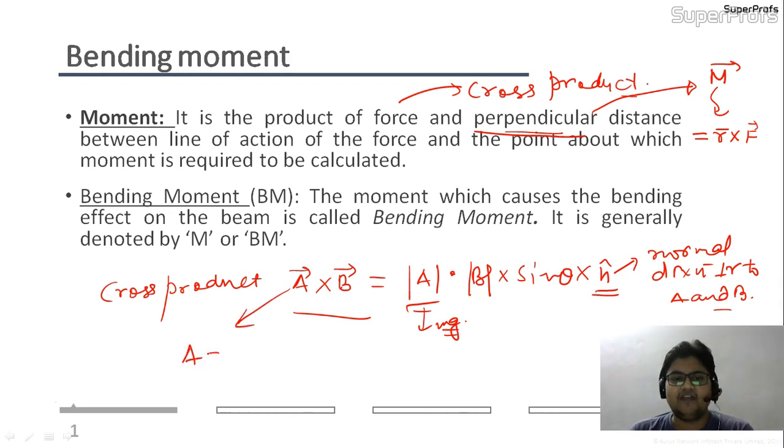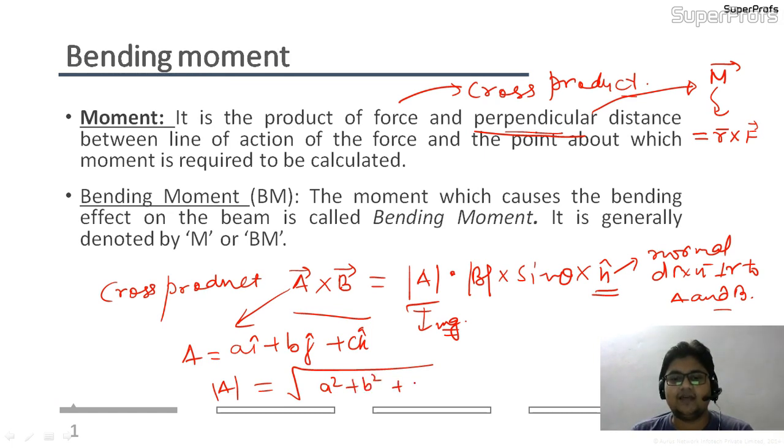Just I am giving you an example. Suppose a is a vector which is designated as a i cap plus b j cap plus c k cap. Then what is the modulus of the a vector? It is nothing but root under a square plus b square plus c square. In the same manner, if you have a vector b designated as d i cap plus e j cap plus f k cap, then you can again find the modulus by squaring the terms, adding them, and then performing the square root operation.